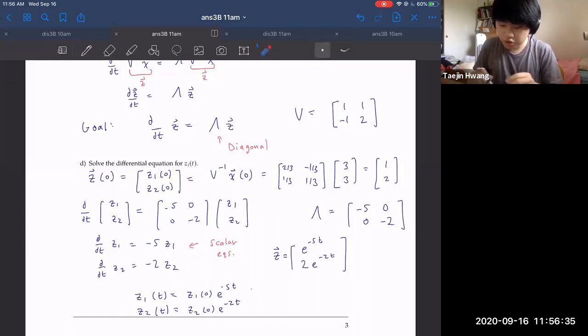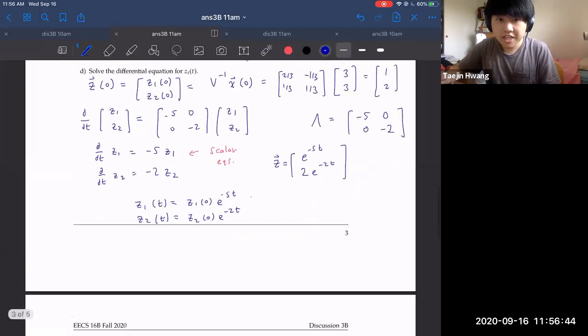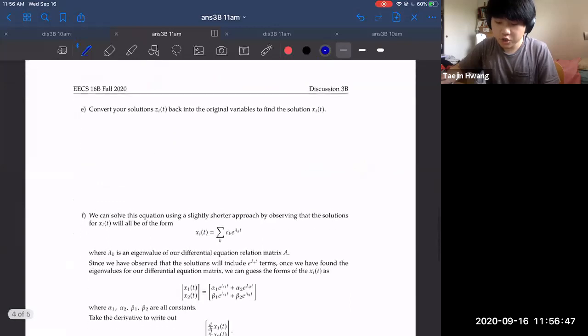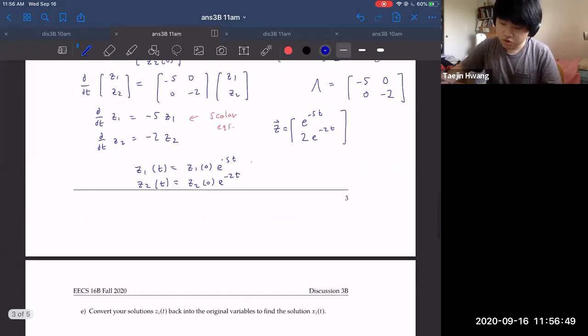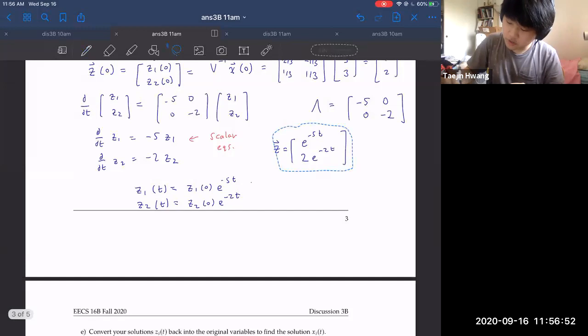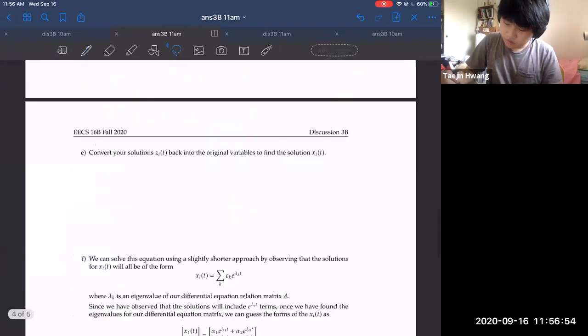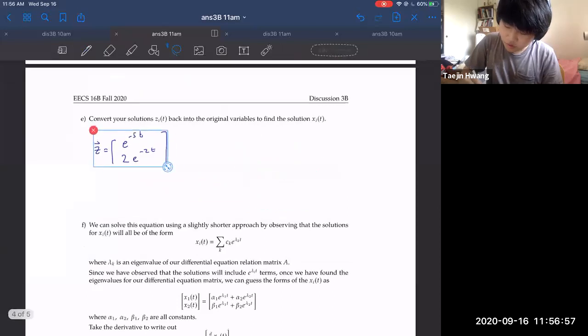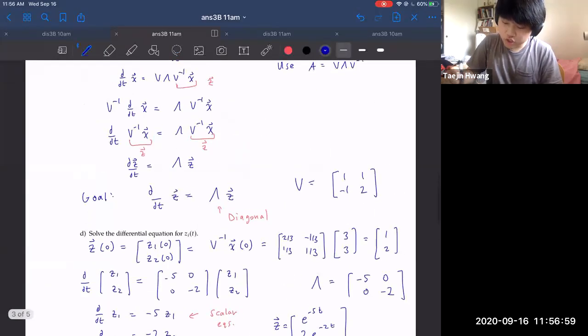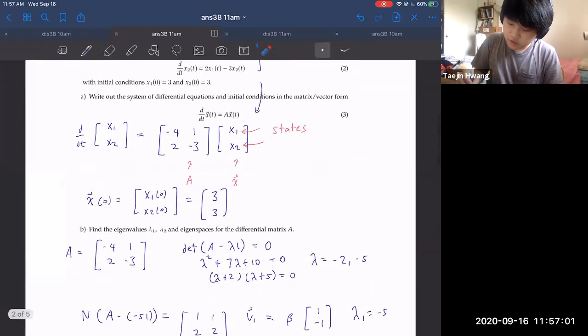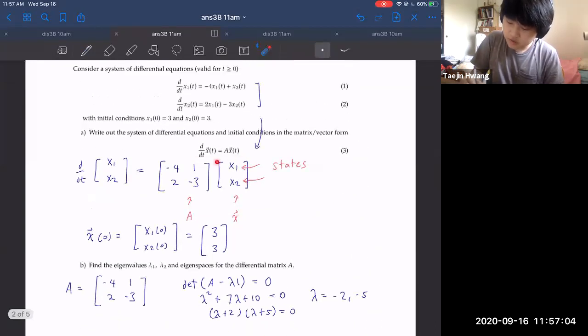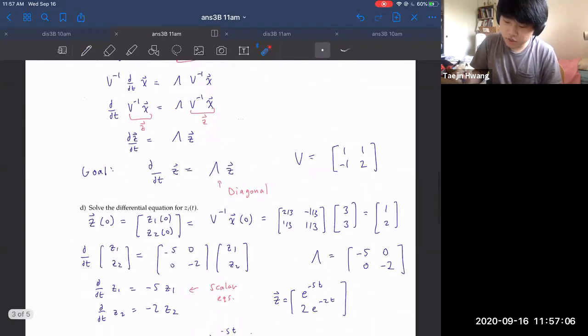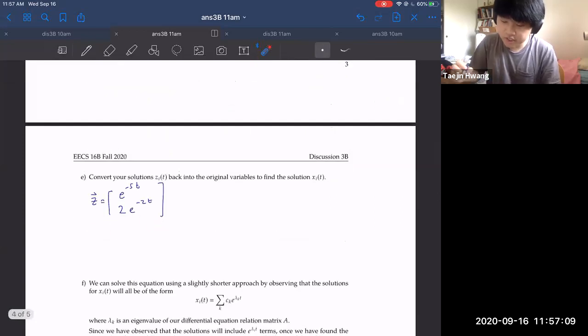We took everything we knew about scalar equations and just solved them as we normally would. And really the last step is to just convert your solutions back into x. So let's perhaps copy this over. So our original differential equation is of the form dx/dt = Ax. We have a solution for z, but we want to solve it for x.